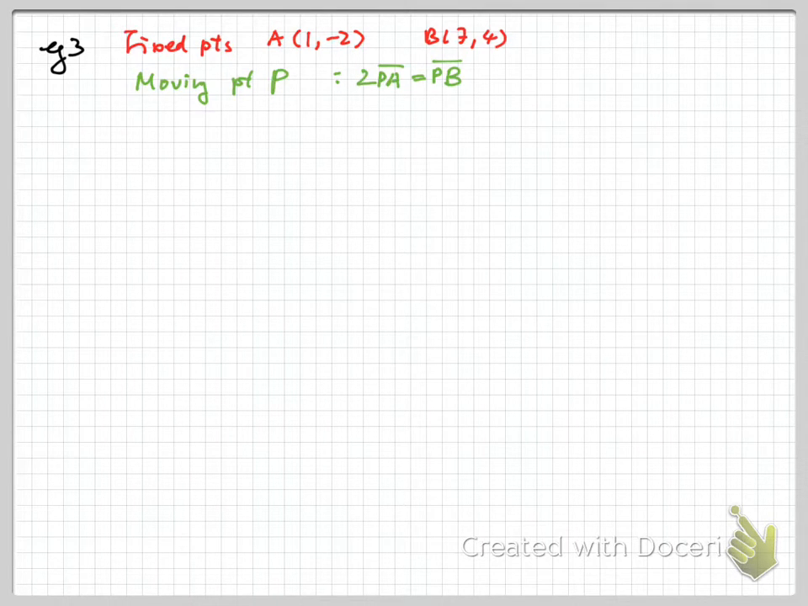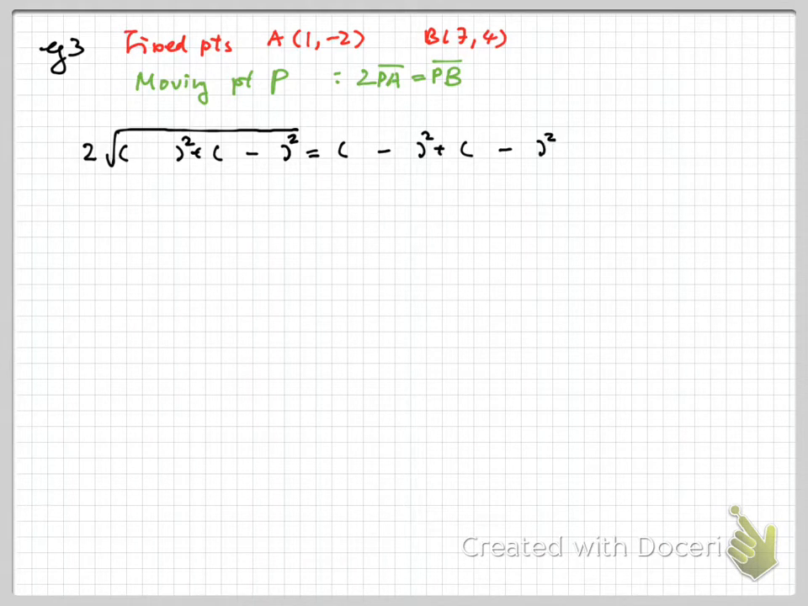We just translate the whole thing into an equation. So we have twice PA. PA will be something like this, with the square root, is PB. So PB will be something like this, and then with a square root. PA will be x and y, and then 1 and minus 2. PB will be once again x and y, 7 and 4.